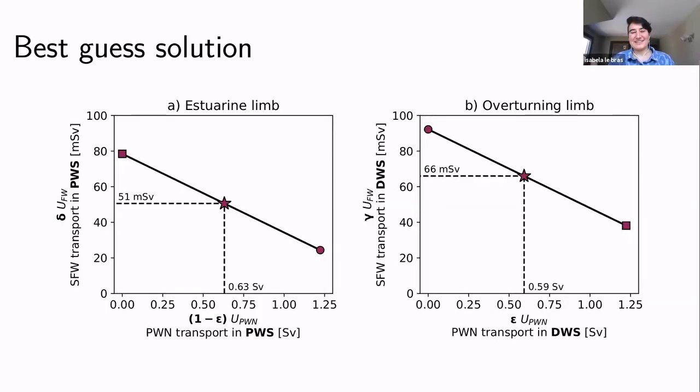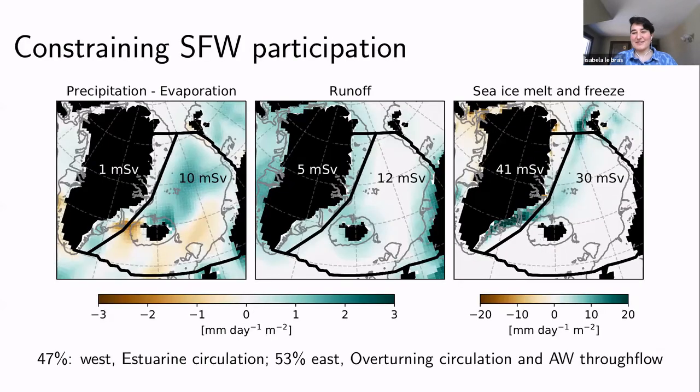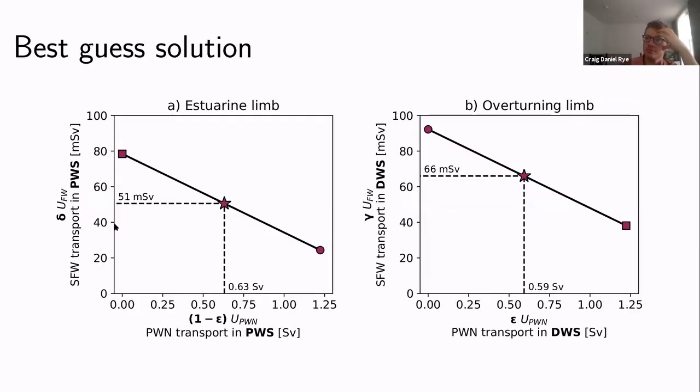Okay, so we can estimate here that 47% of the surface freshwater participates in the estuarine circulation. Draw this dotted line from surface freshwater flux, 51 millisieverts, and we get about 0.6 sverdrups of the polar water north that participates in this estuarine limb, and do the same sort of thing for the overturning circulation as well.